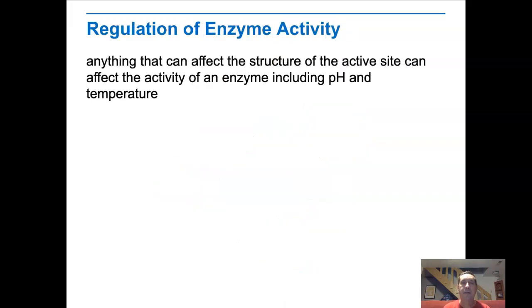So anything that can affect the structure of the active site can affect the activity of the enzyme. The two main things are pH and temperature. Both of those can change the shape of the protein or denature the protein. And when that happens, it no longer functions properly. Every enzyme, every protein has an optimal pH where it works best and an optimal temperature where it works best.